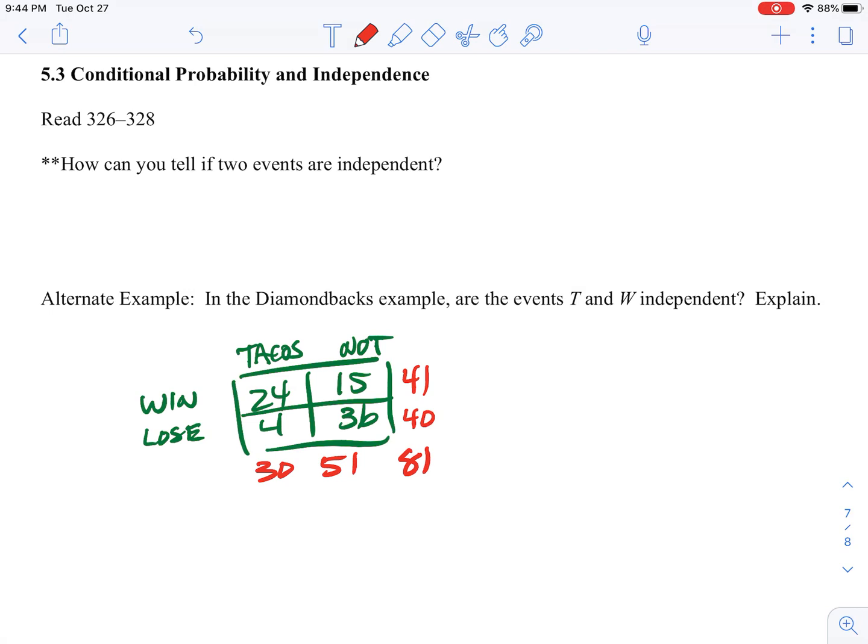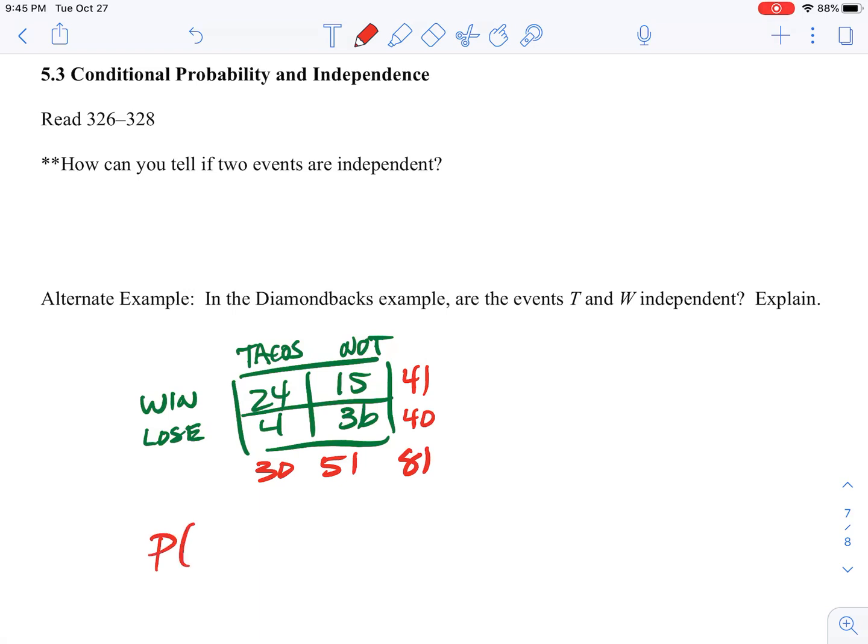Without defining it, I want you to just think about it. To be independent, they don't have any effect on each other's probabilities. That's our definition in statistics. They don't have any effect on each other's occurrence. Well, is that true? If you look at that data, does winning have anything to do with getting free tacos? Or does it not really matter whether you win or lose? Is there any difference in the chance that you get tacos based on whether you win or lose?